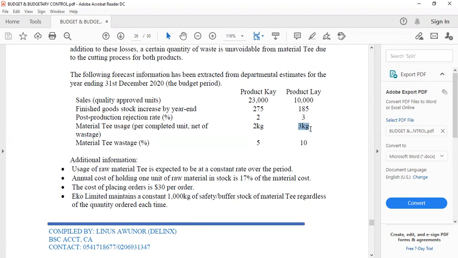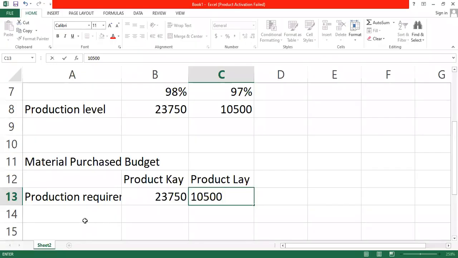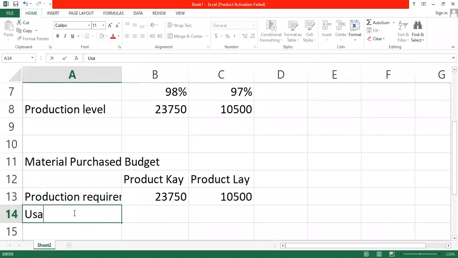then you use it to multiply the production requirement, or you find the material usage before you gross it. So I'll show you both.